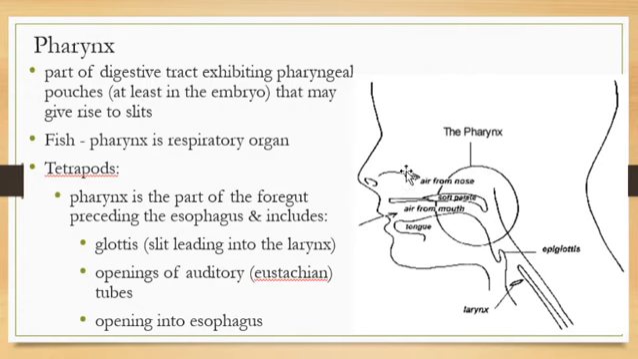Okay, pharynx. This is a pharynx, the area of the digestive tract exhibiting pharyngeal pouches, at least in the embryo, that may give rise to slits. In fish, the pharynx is the respiratory organ. In tetrapods, the pharynx is the part of the foregut preceding the esophagus. So you have the glottis, the opening of the auditory or eustachian tube, and the opening going to the esophagus.